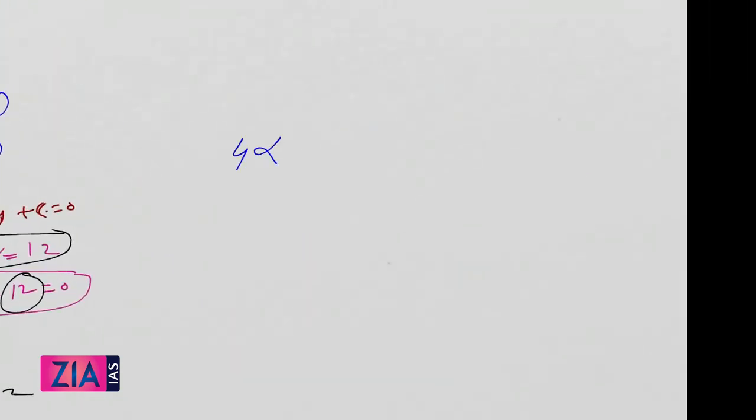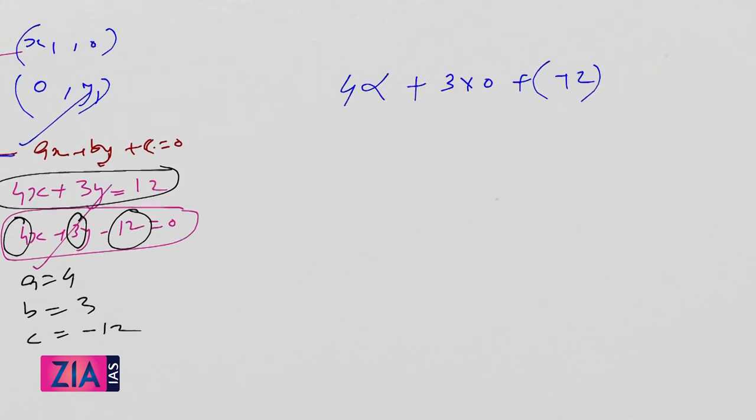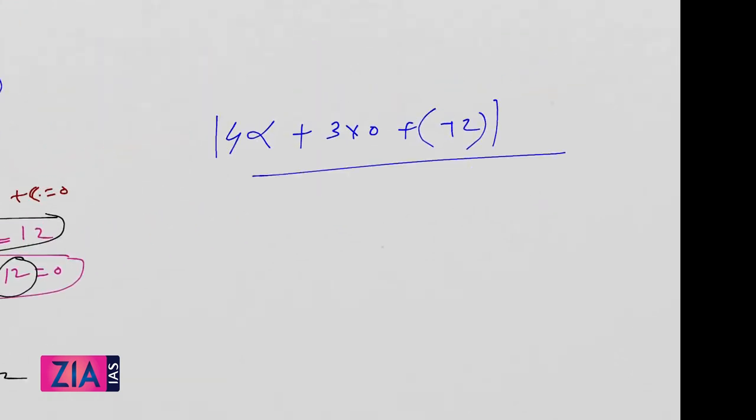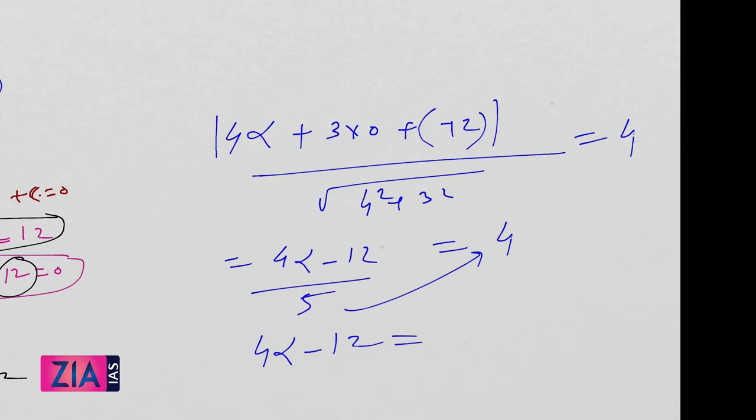4x1, or alpha, plus 3 into 0 plus minus 12, right? This is c, and you need to take mod of it, divided by root of 4 square plus 3 square, which will give you 4 alpha minus 12 divided by root of 16 plus 9, which is 25. When you take root of it, you'll get 5, which is equal to 4. Why 4? Because the distance is given as 4. Take this 5 to the other side, so what you'll get is mod 4 alpha minus 12 is equal to 20.